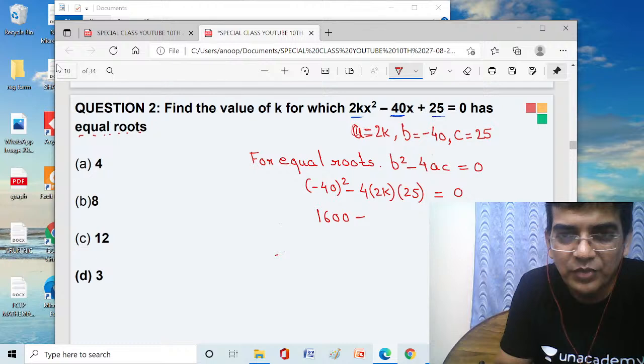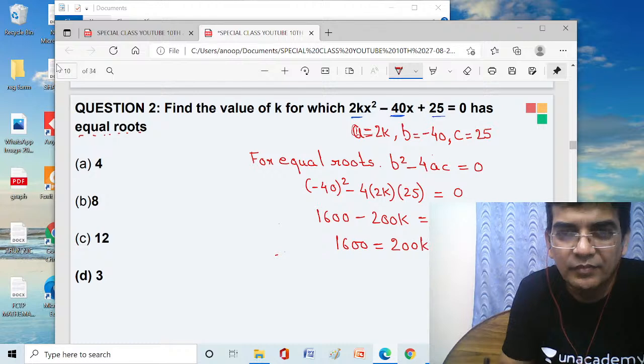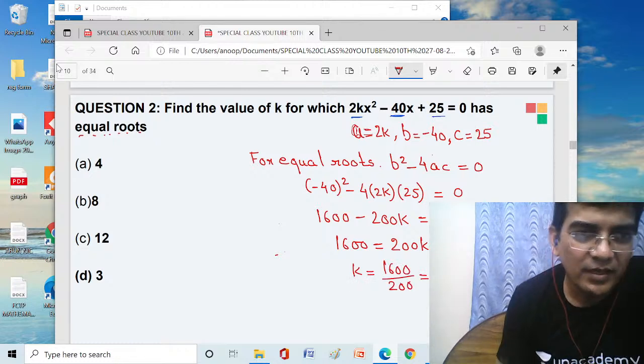So 1600 is equal to 200k. From here I am getting k as 1600 upon 200, and that will make it equal to 8. So the value of k is equal to 8. So our option, the second one, this B, will be the correct answer. So this is now clear to you.